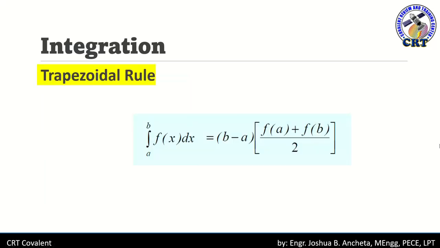The first method that we will discuss is the trapezoidal rule. So to get the integral of f(x) dx with limits from a to b, this is equivalent to (b minus a) times the quantity f(a) plus f(b) over 2.